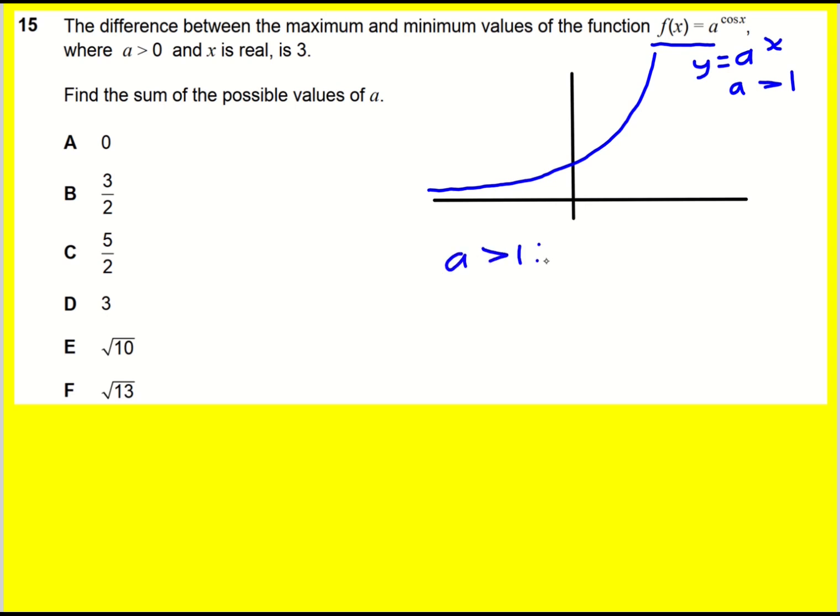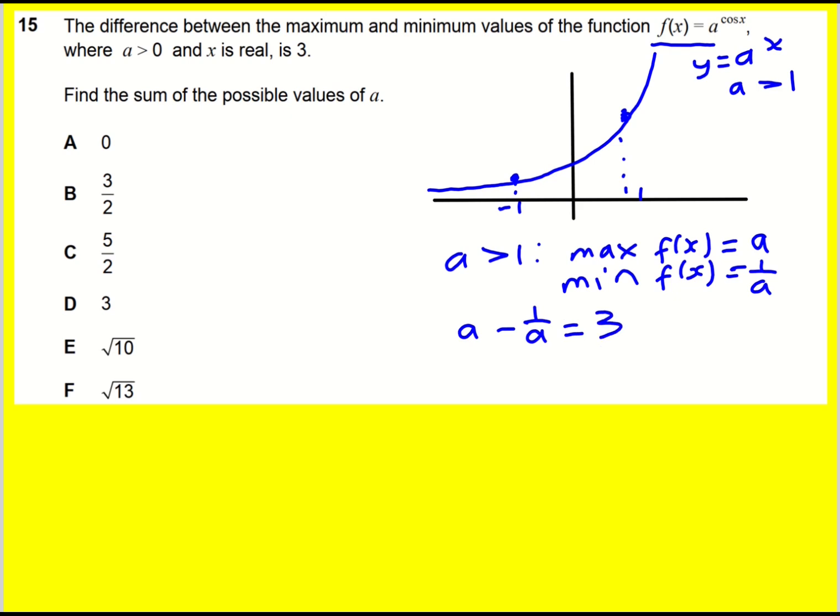If a is greater than 1, then the maximum value of f of x will just equal when cos reaches its maximum, which is actually 1. So it's just a to the 1, or a. And then the minimum value of f of x, when a is greater than 1, is going to be when cos reaches its minimum, because as x gets smaller, the function gets smaller. So we've got here and here. It's going to be at minus 1. So a to the minus 1, or 1 over a. And therefore, the difference is going to be a minus 1 over a, and that's going to equal 3.